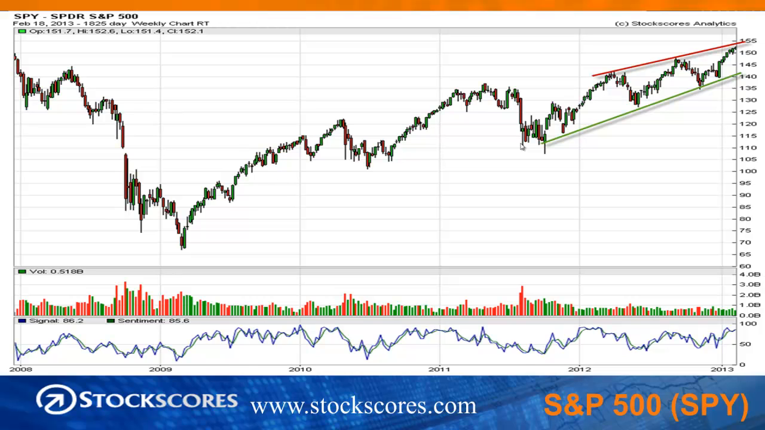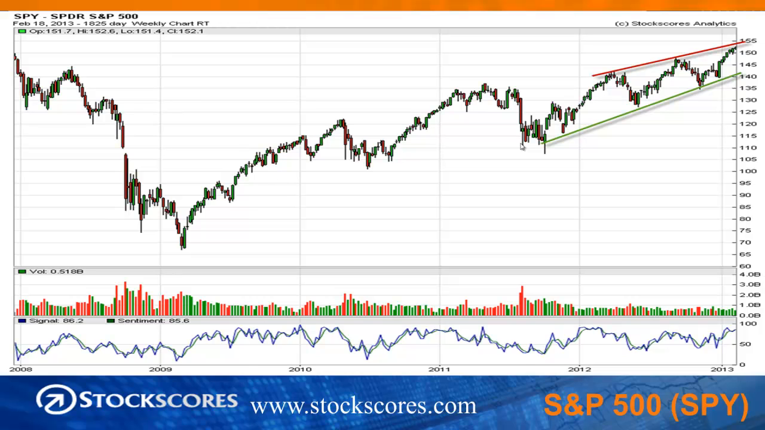The S&P 500 is in an upward trend. At the top of that channel, you can see we're approaching that red line there at the top of that upward sloping channel, and therefore we're getting close to the point where the market may see some profit taking. We've had a great run so far this year, but we are also really close to those all-time highs on the SPY. It's right about 155 or so.